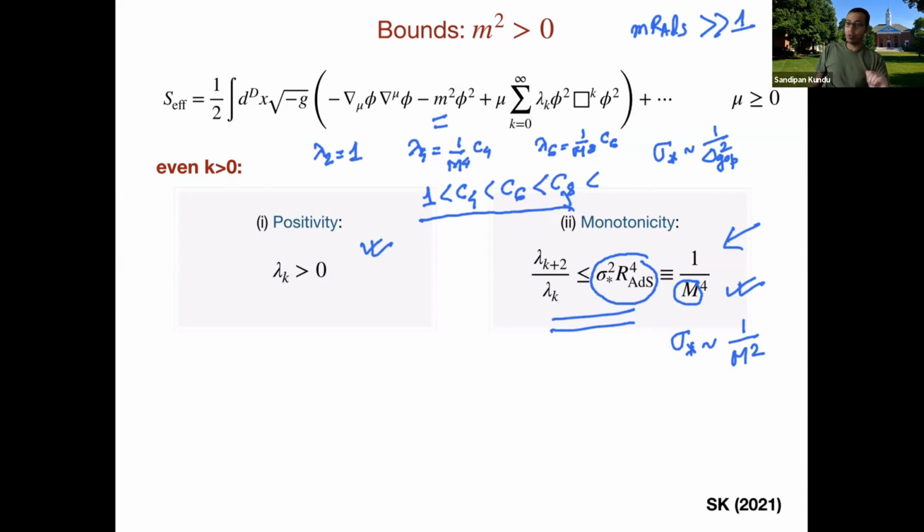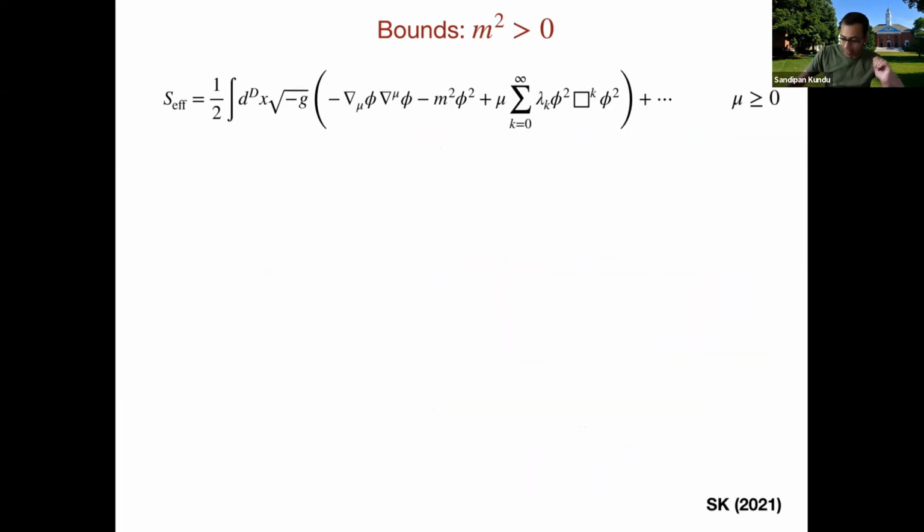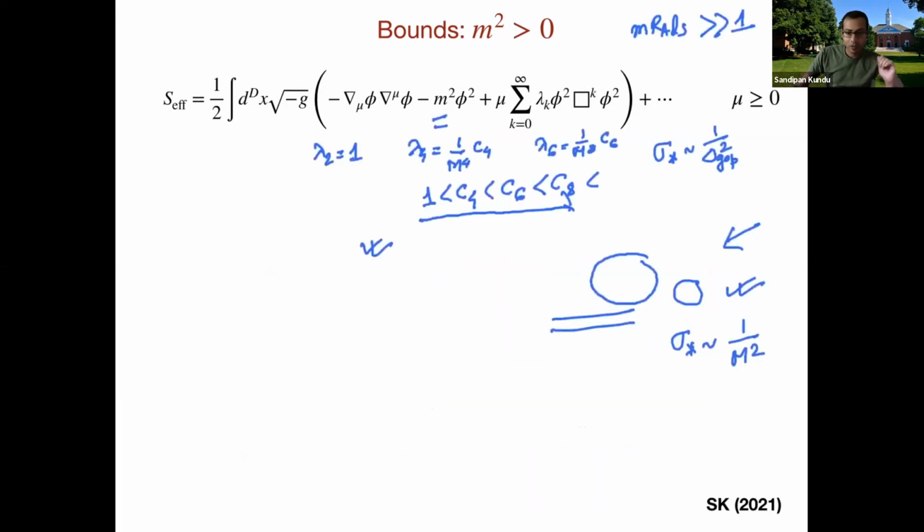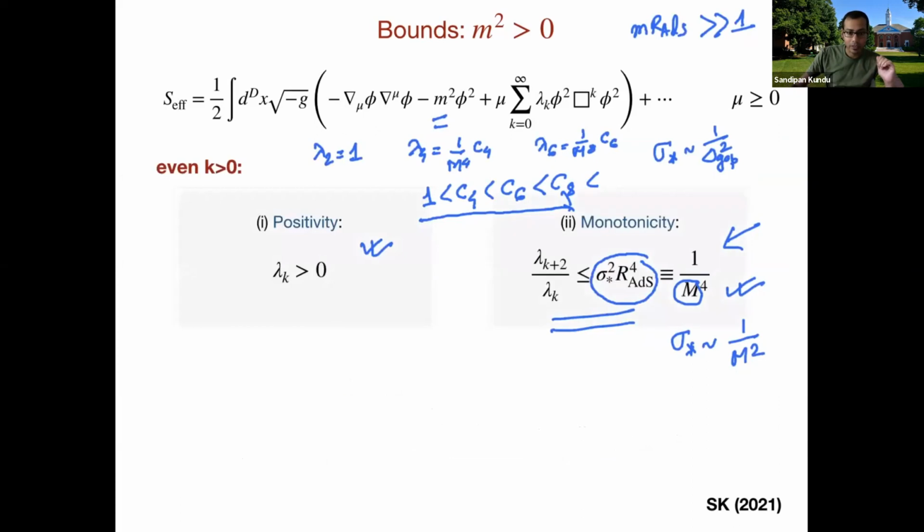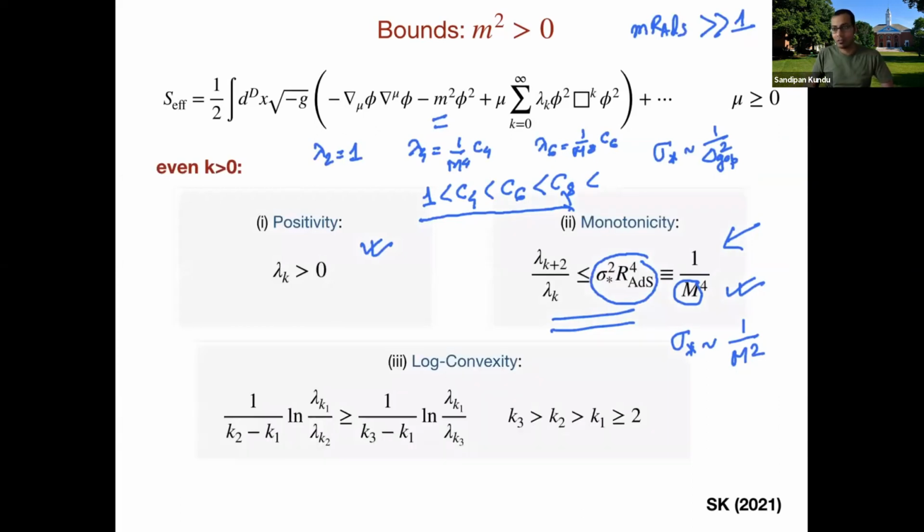But this is not the only constraint that you can write down on the C coefficients. For example, the thing that I did not mention here is the other condition. Yeah, so then there is this log convexity condition. This one is also independent of the cutoff scale. I see. So here there is no reference. This is a precise one, right?